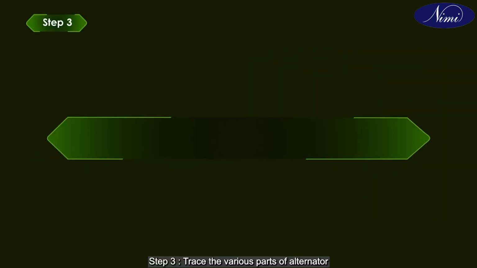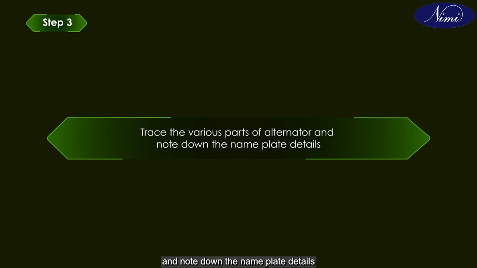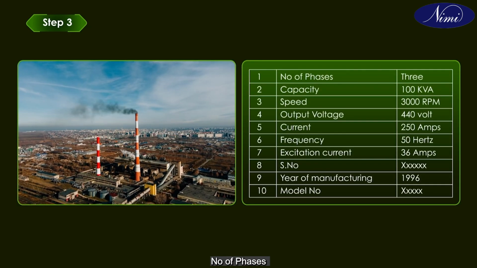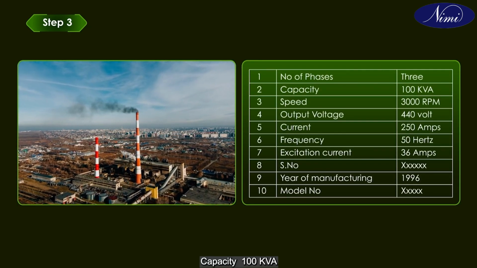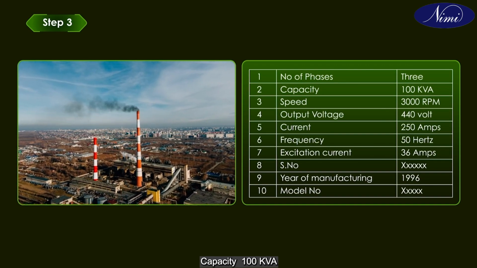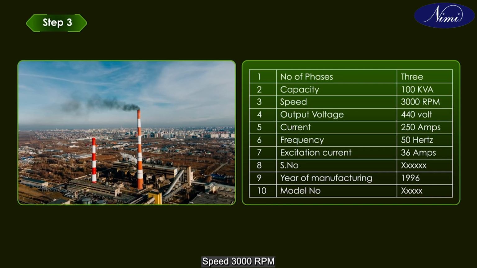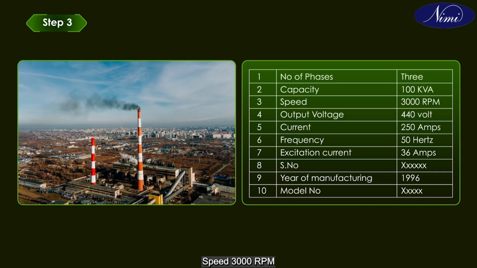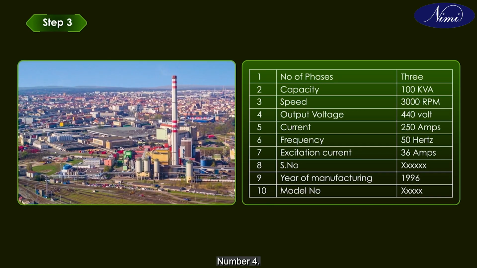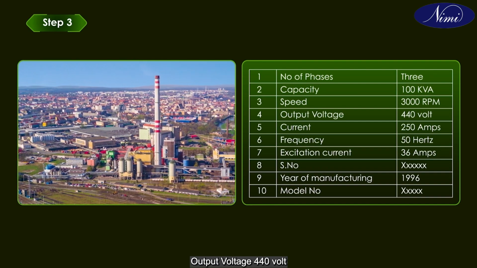Step 3. Trace the various parts of the alternator and note down the nameplate details. Number 1. Number of phases: 3. Number 2. Capacity: 100 kilovolt ampere. Number 3. Speed: 3000 revolutions per minute. Number 4. Output voltage: 440 volt.